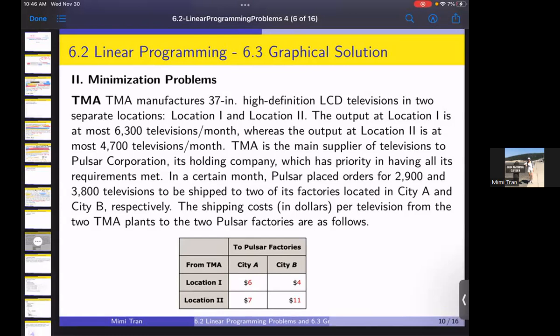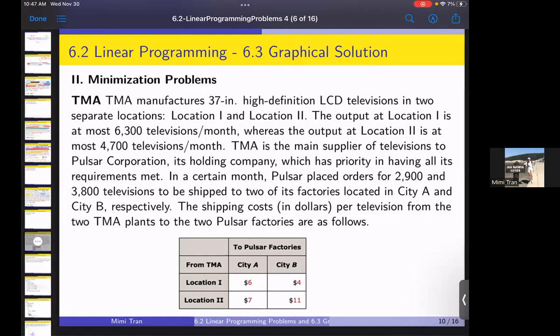In a certain month, POSA places an order for 2,900 and 3,800 televisions from TMA to be shipped to its two factories, which are CDA and CDB. So you're going to distinguish what is what here. TMA has two locations, location 1 and location 2. POSA has two locations, CDA and CDB. You're going to distinguish which belong to whom.